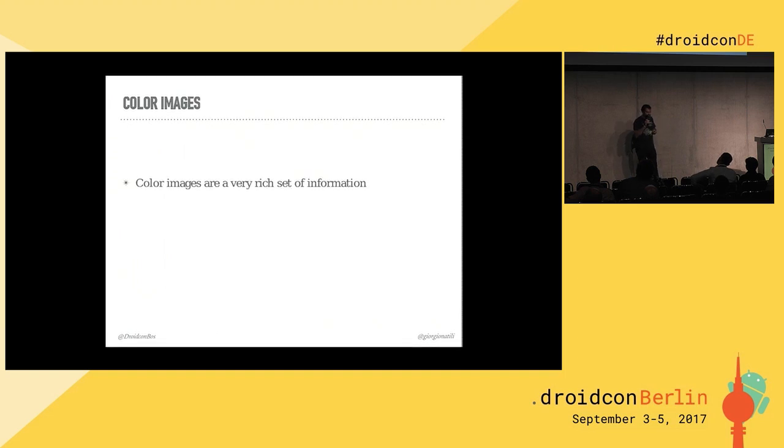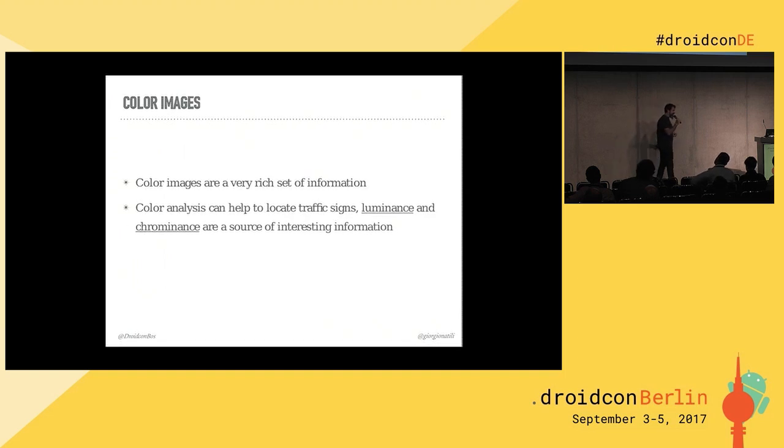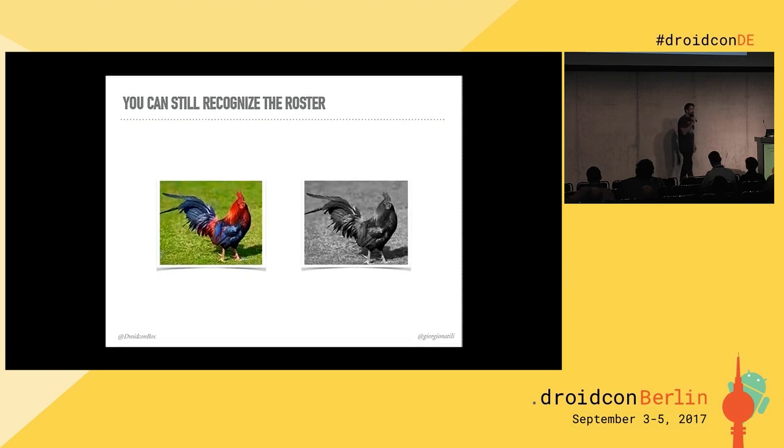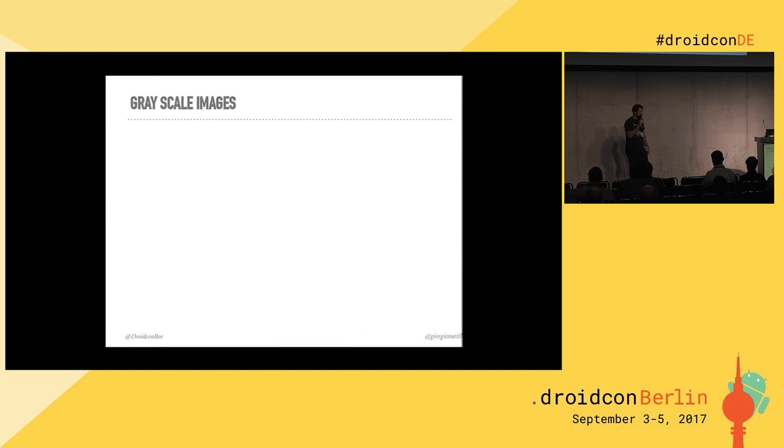Color images are rich, have luminance and chrominance. At the end of the day, what is more important between the two is luminance. Why? Because if you take a look at this image, you can still recognize that this is a raster, correct? Well, the image in grayscale contains so much less information that you cannot imagine how this can impact the performance on any computer vision application.